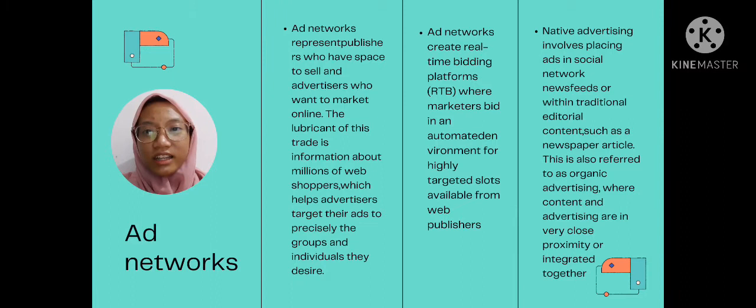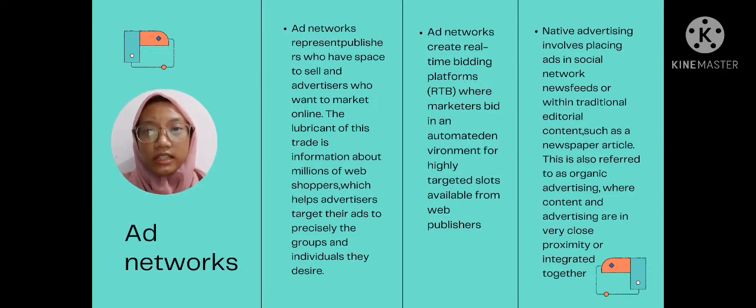Next is ad network. Ad networks represent publishers who have space to sell and advertisers who want to market online. The lubricant of this trade is information about millions of web shoppers, which helps advertisers target their ads to precisely the group and individual they desire. Ad networks create a real-time bidding platform, or RTB, where marketers bid in an automated environment for highly targeted slots available from web publishers.